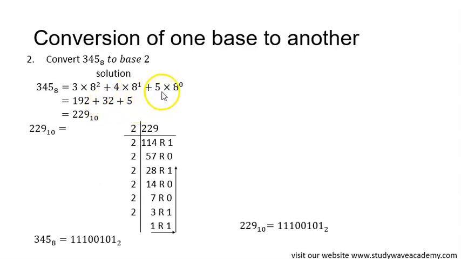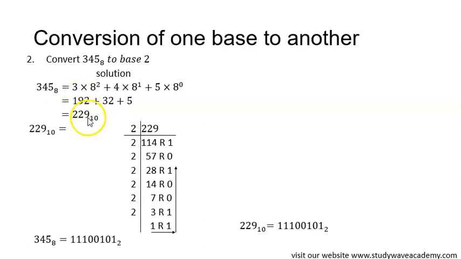Plus 5 times 8 raised to power 0. 8 raised to power 0 is 1, right? So 5 times 1 is 5. So when we get this, 192 plus 32 plus 5, we add them together. When you add them together, what is going to be your answer?